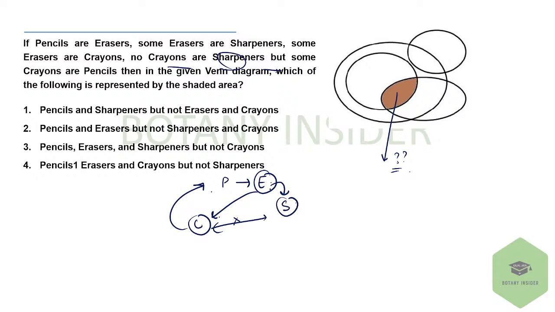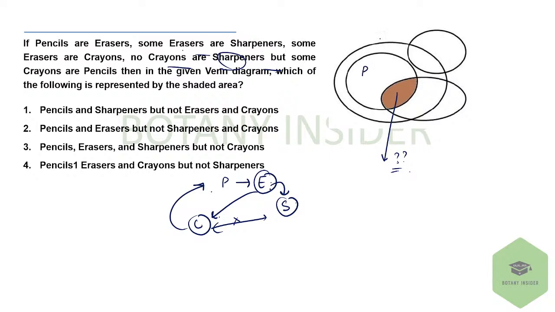Okay, let's see. The question is, if pencils are erasers. Pencils are erasers, so let's consider this one as pencil and this as erasers. Now, some erasers are sharpeners. Okay, other way around. Pencils are erasers.